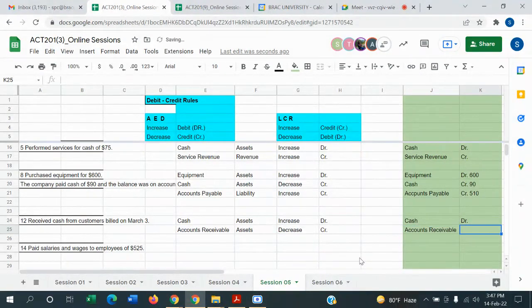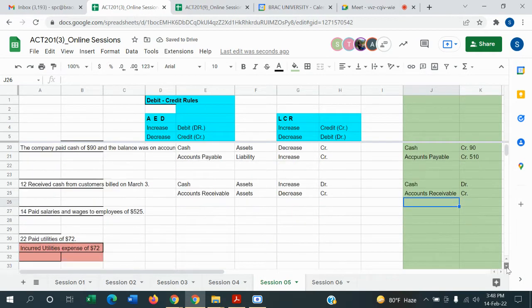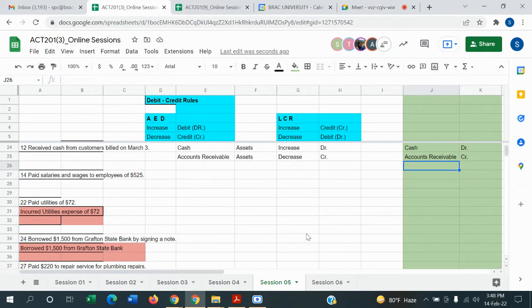Can you remember which one should be written first, debit or credit? Debit. Debit should be recorded first. That's the rule. Next one, paid salaries and wages to employees 525.